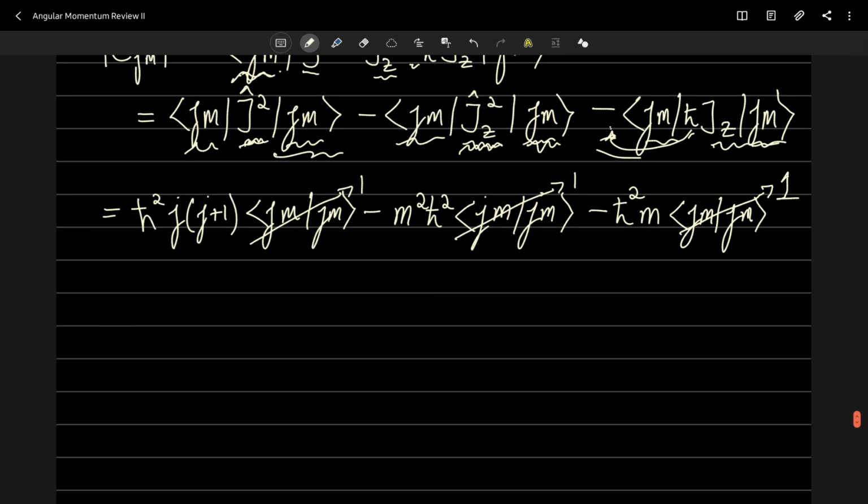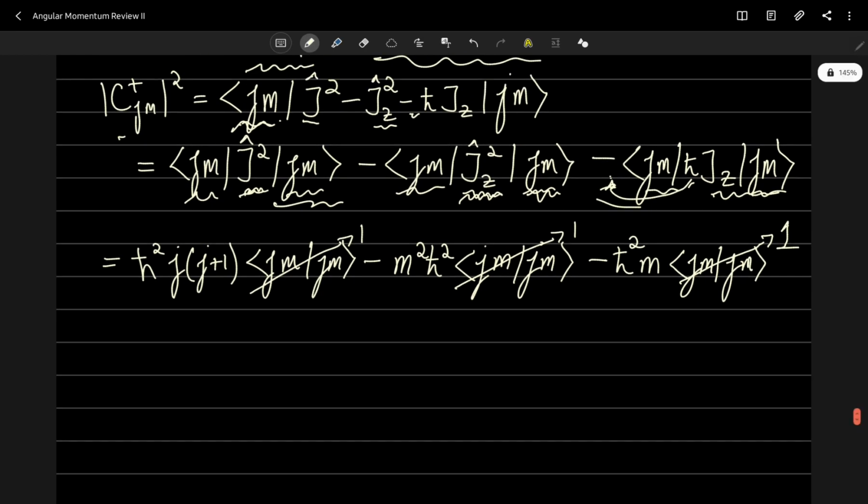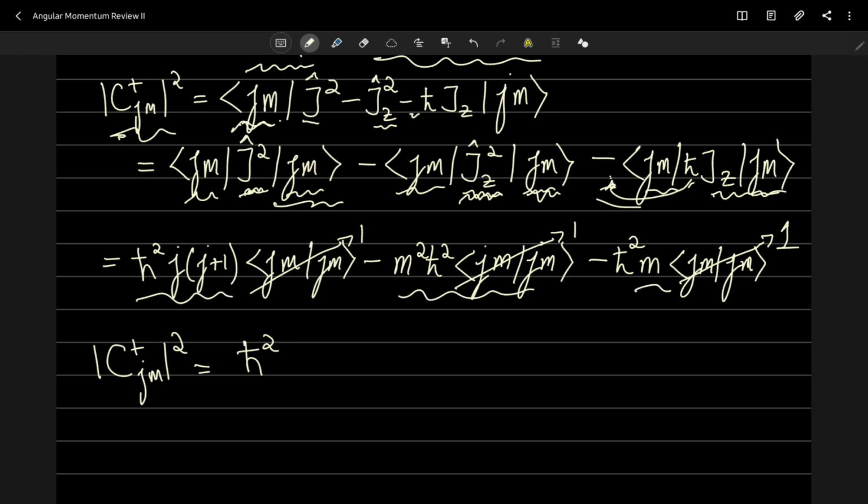Now with this, on the left hand side, we were doing this for C plus jm whole squared is equal to h bar squared. We could factor h bar squared from these three terms outside, and we are left with j into j plus 1 minus m into m plus 1, right? And that's it. And we have, of course, these jm and jm, but they would all become positive 1.